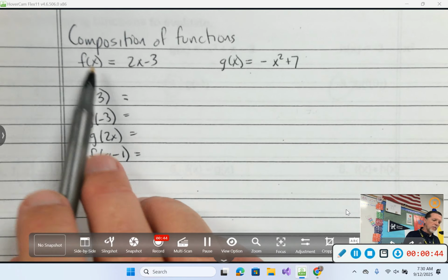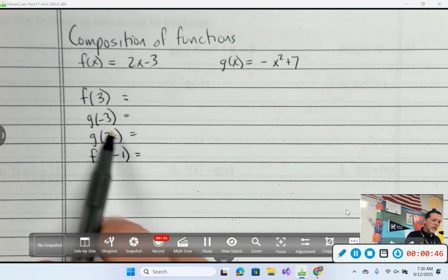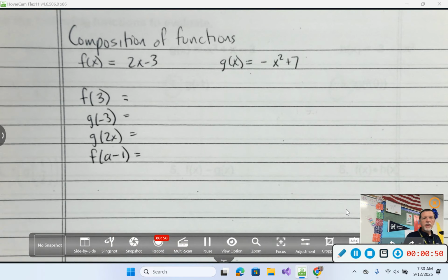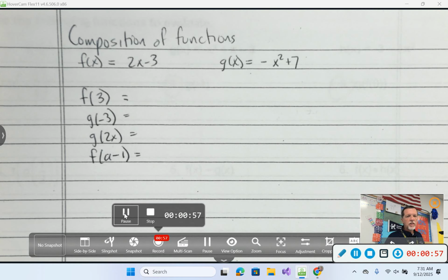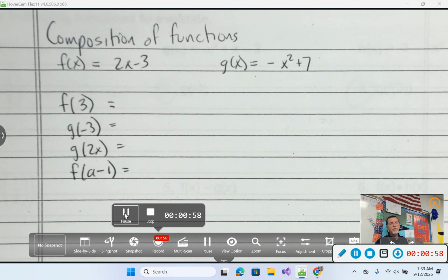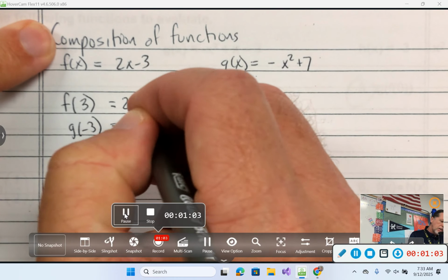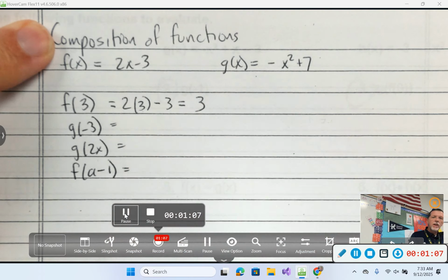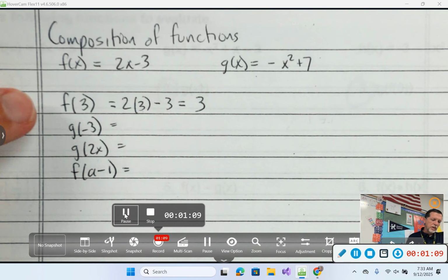f of 3 means look at the f function, plug in 3. Look at the g function, plug in negative 3. Plug in 2x, plug in a minus 1. So take a couple minutes and make sure you're okay with those. I hope that's true for most of you. But let's see, f of 3, so I grab the f function, plug in 3, 6 minus 3 is 3. That was the easiest of the bunch.